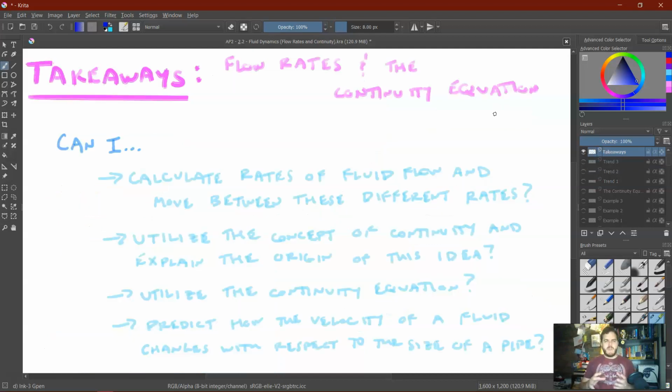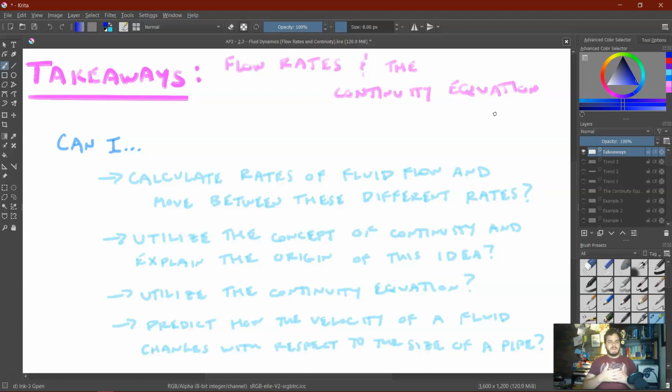So what are the main takeaways for this lesson on flow rates and the continuity equation? Well, first off, can you calculate rates of fluid flow and move between these different rates? So the fluid velocity, to get to the volumetric flow rate, you just multiply it by the cross-sectional area. And to get to the mass flow rate, we then multiply that by the density of the fluid. Can we utilize the concept of continuity? What must go in, must go out, and explain the origin of this idea, specifically that it just comes from the conservation of mass.